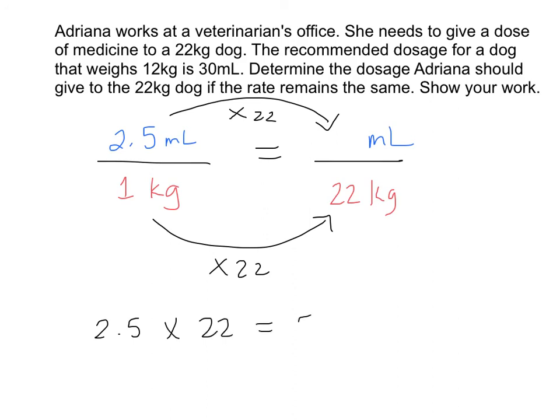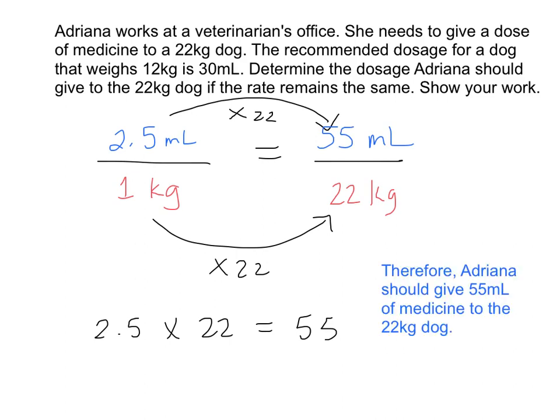That's equal to 55. So that means you would need 55 milliliters for a 22 kilogram dog. Therefore, Adriana should give 55 milliliters of medicine to the 22 kilogram dog. And that's just one way of solving this problem. Remember, there's many ways we could have solved this problem. Check out our other playlists to find different ways of solving the same question.